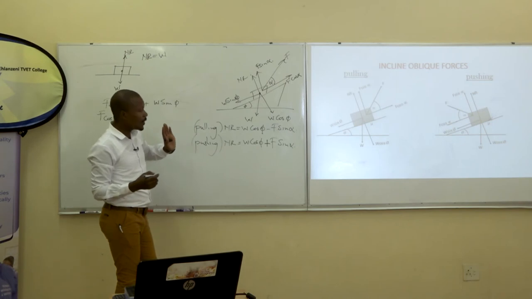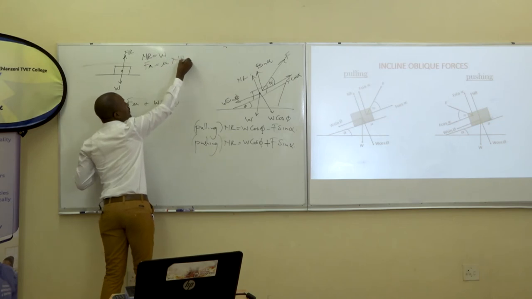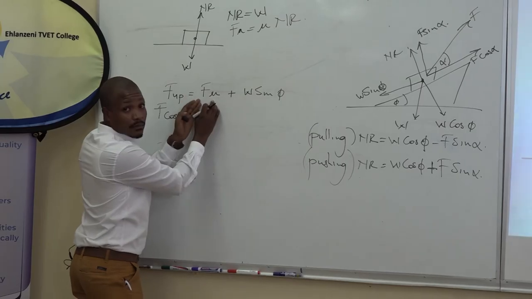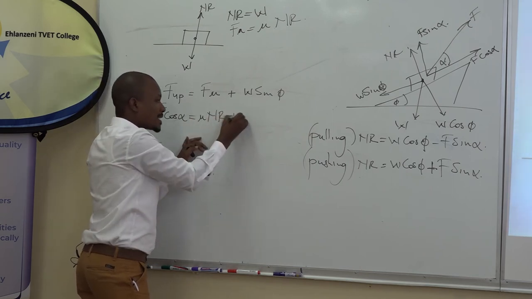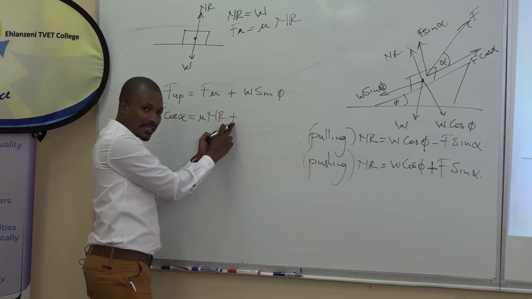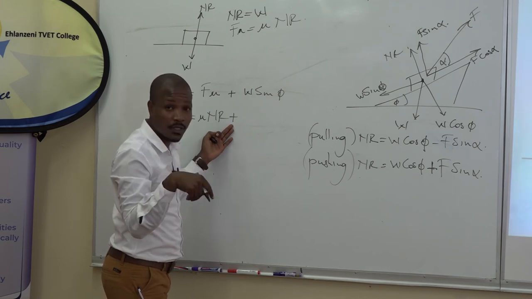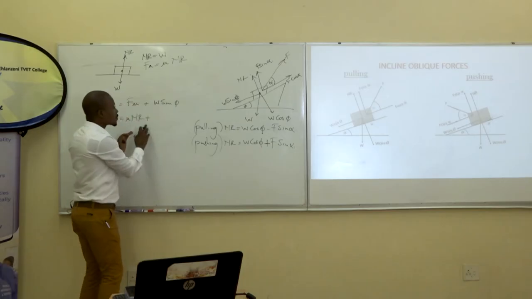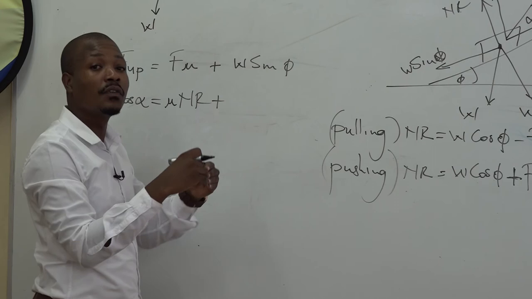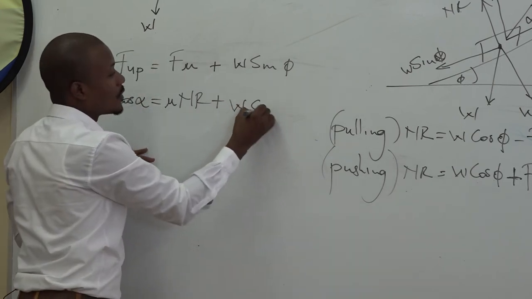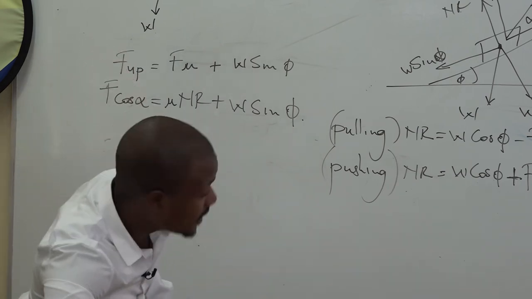Frictional force. How do you calculate frictional force? We know that frictional force is given by that, right? We take that, we put it here. Coefficient of friction, normal reaction, plus. The plus says up. If it was down, remember on the previous session, it was going to be minus. So this plus says I'm moving up. If it was a minus, then it would be moving down. W sine theta.